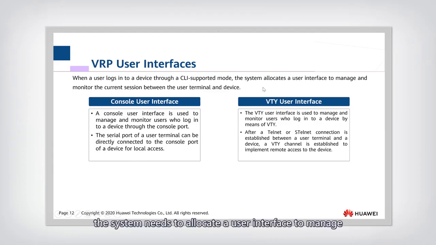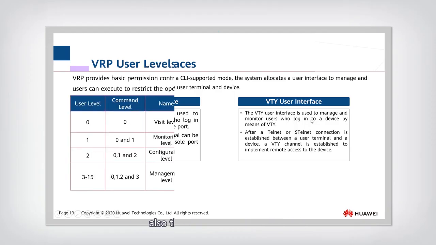When a user logs in to the device through the command line mode, the system needs to allocate a user interface to manage and monitor the current session. Here there are two different kinds of user interface. If the user accesses the device using the console port, then a console user interface will be allocated. And if the user logs in using Telnet, then a virtual user interface will be allocated.